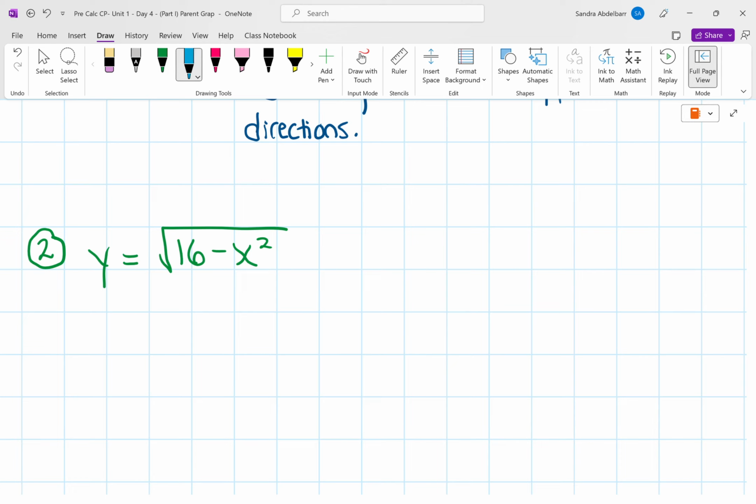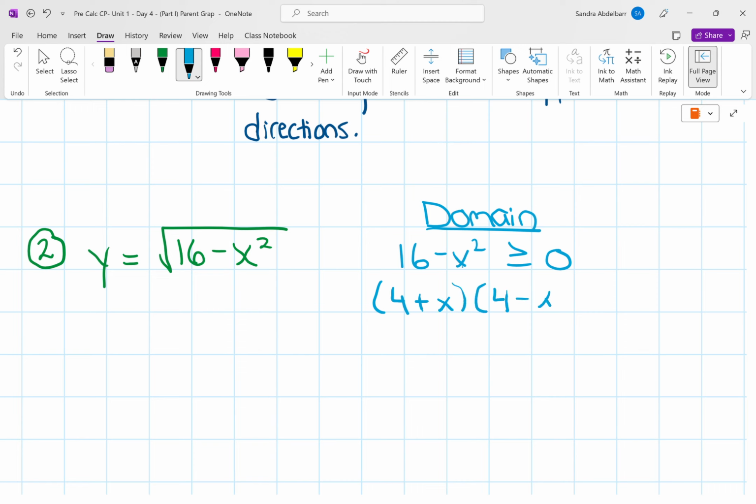So now let's find the domain of this one. We still want the restriction of 16 minus x squared to be greater than or equal to 0, because you can't have a negative underneath a radical. Now again, I have a quadratic and an inequality, so I'm going to have to test the regions. Before I test the regions, we need to factor. So this is going to be 4 plus x, 4 minus x, greater than or equal to 0.